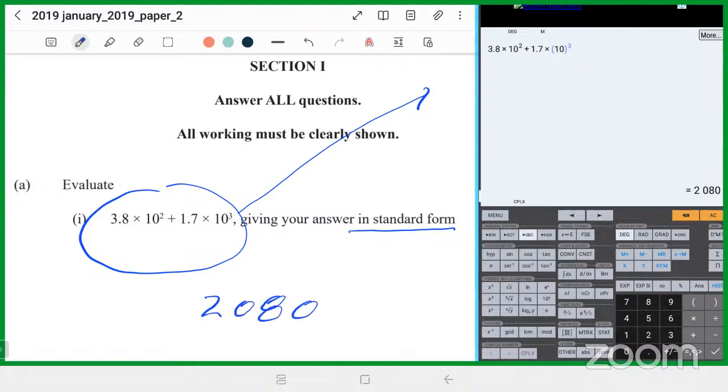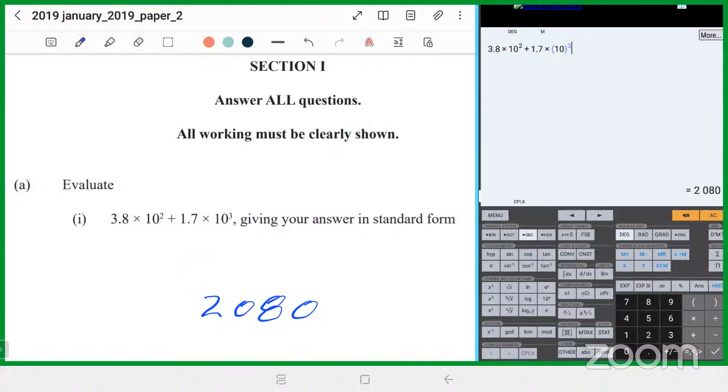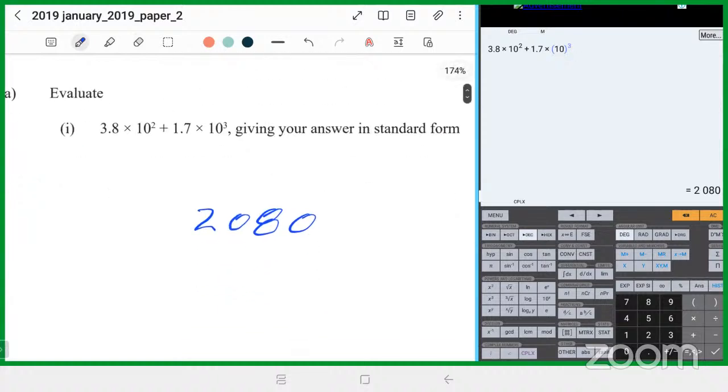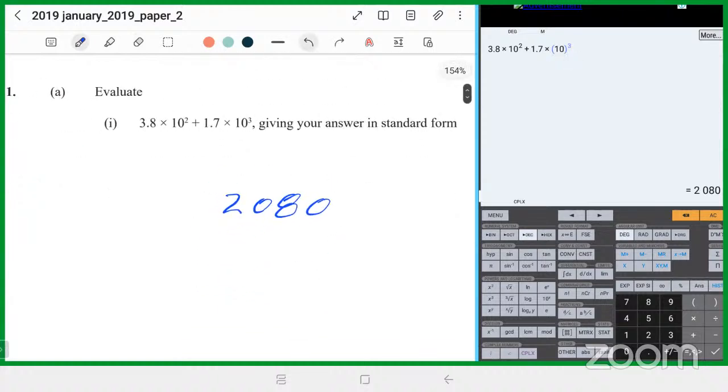Initially we're getting 2080. But in standard form, you want to have one non-zero digit before your decimal point. When you have a number like this, your decimal point is automatically at the end. You don't want the decimal point there, you want it after the 2. So in standard form, you must have one non-zero digit before your decimal point, and then there's always times 10 to some power, and that power can be positive or negative.